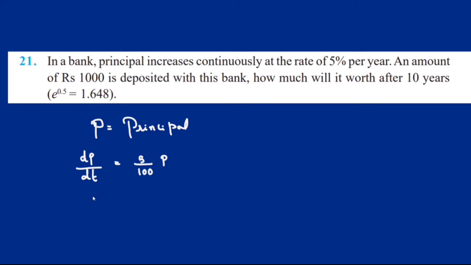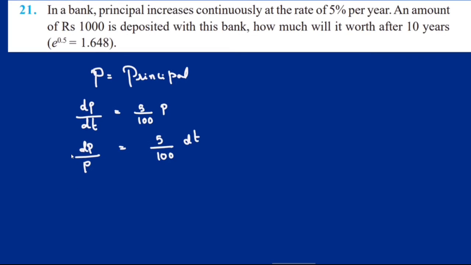So let us separate the variables. So dP by P is 5 by 100 into dt. Now integrate this. So when you integrate, you will get log P is 5 by 100 T plus the constant C.